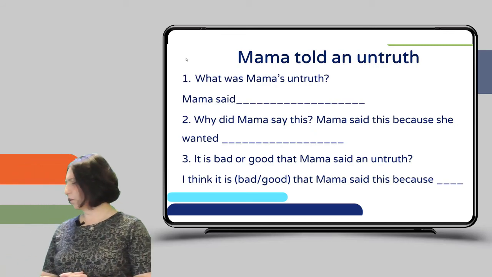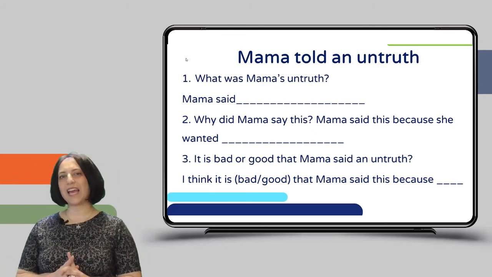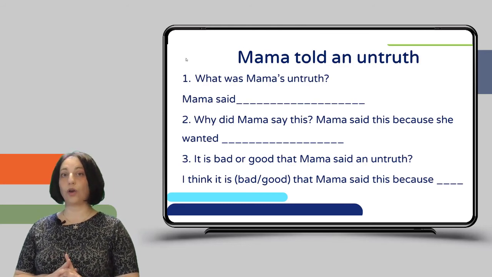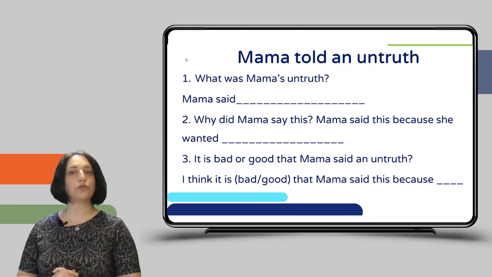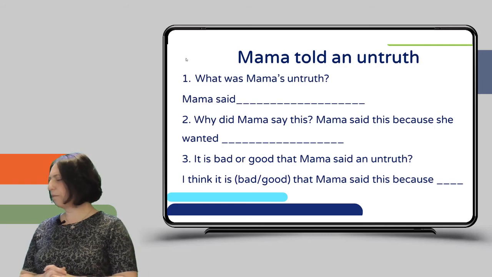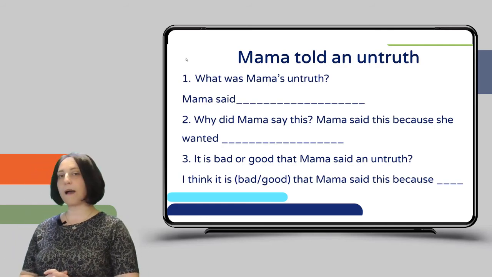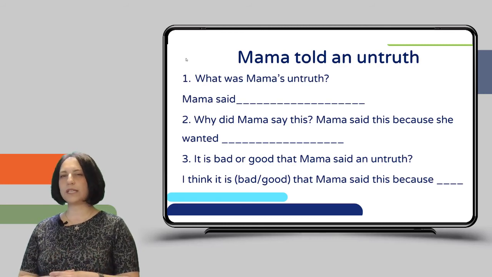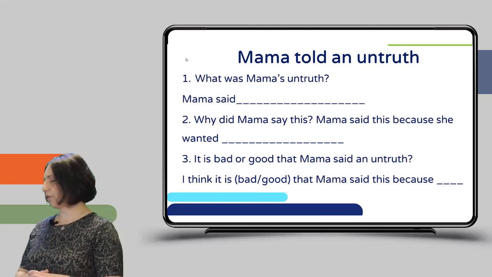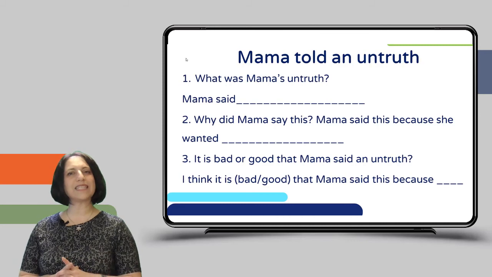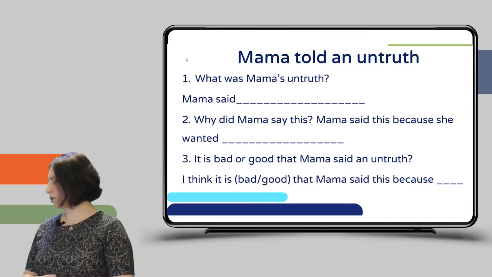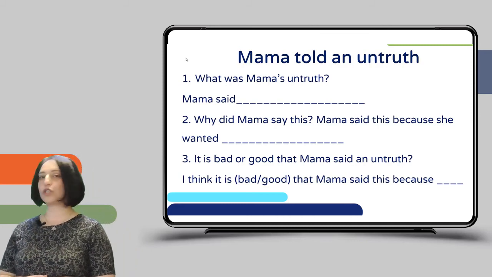So let's have a look. Mama, at the end of the story, we learn that Mama told an untruth. Do you remember what Mama's untruth was? Mama said, what did Mama say that was an untruth? And why did Mama say this untruth? Mama said this because she wanted.